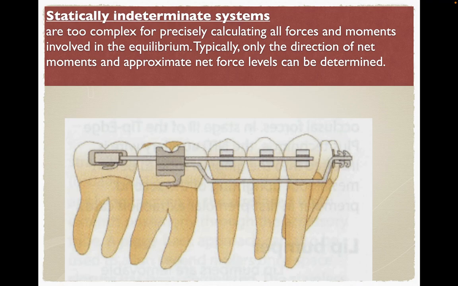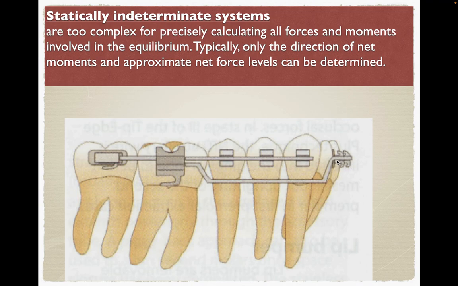Now the indeterminate system, the force will be too complex to precisely calculate the forces and the moment involved. However, we will only be able to detect the direction of the net moment and the approximate net force in the indeterminate system. While in the determinate system, we'll be able to exactly know the amount of the force, the net moment, and the direction of the tooth movement, here we will only be able to decide the net direction of the moment and the approximate amount of force.